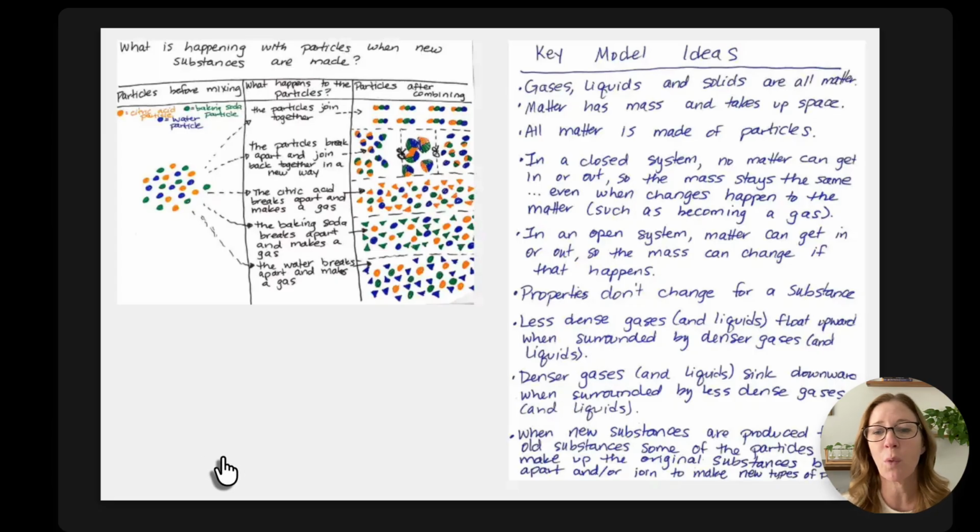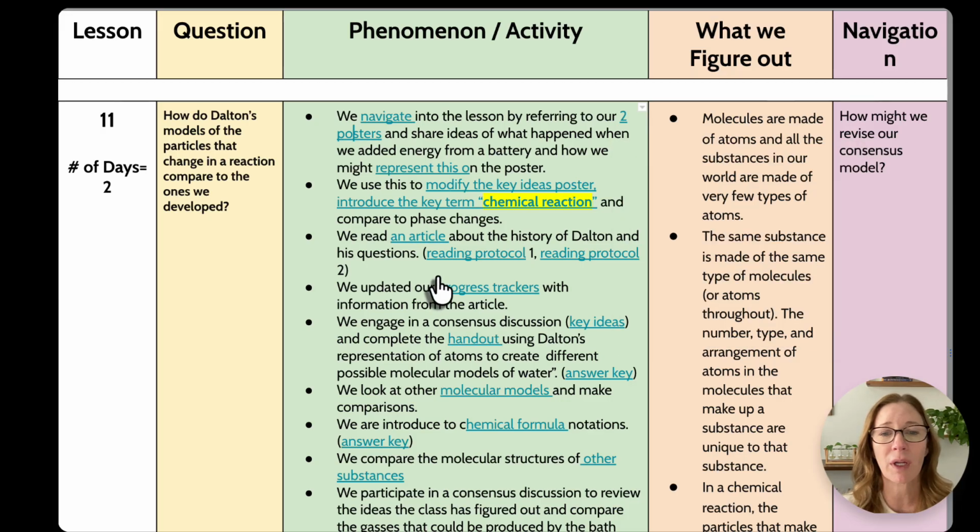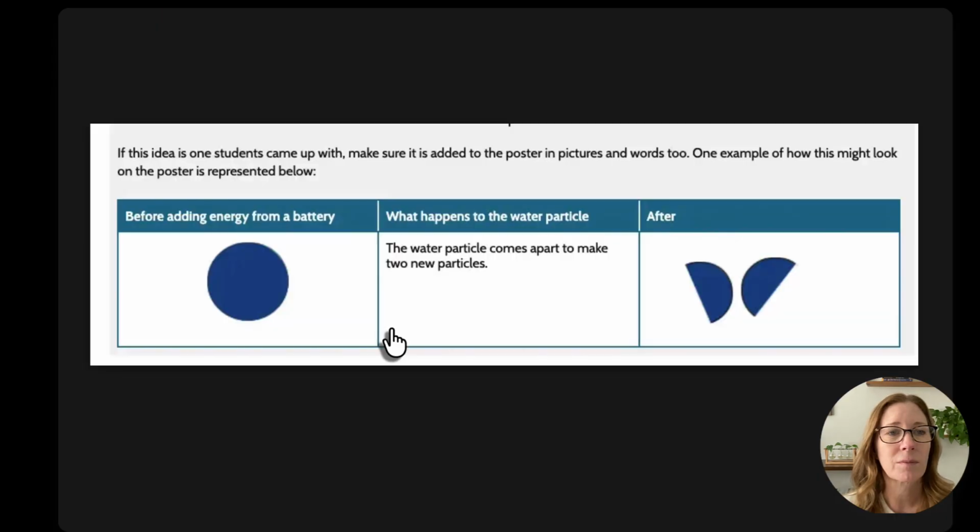Now, depending on where you ended at the end of the last lesson with the electrolysis apparatus and talking about how particles split apart, you may or may not have gotten too deep into this. So now we're going to try to represent this on the poster. What happened with the electrolysis? How did we split that water particle? So you're going to come to agreement something like this.